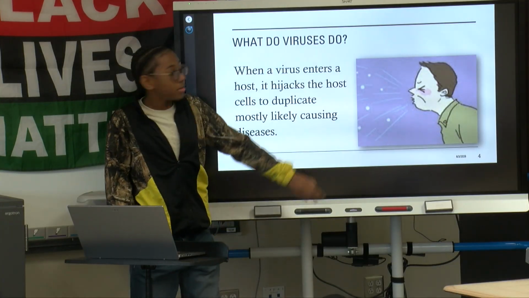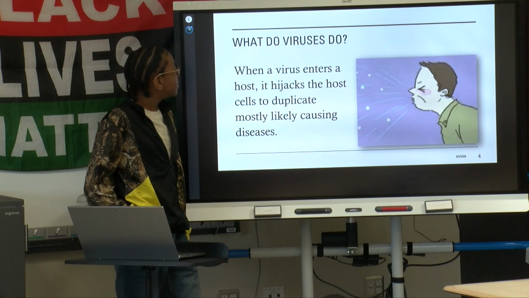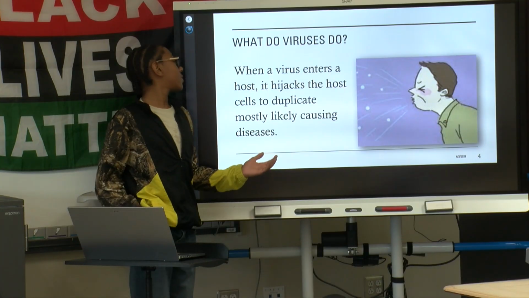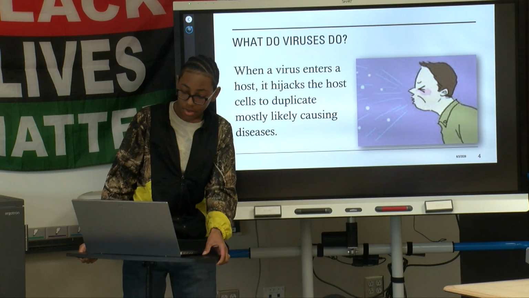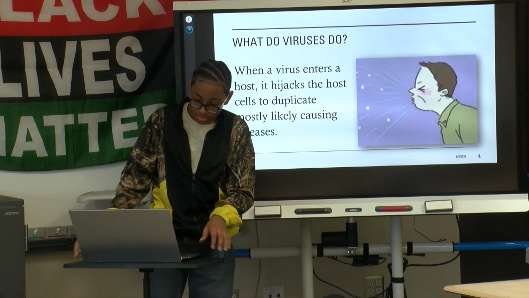What do viruses do? When the virus enters a host, it hijacks the cells to duplicate, most likely causing disease for most people.